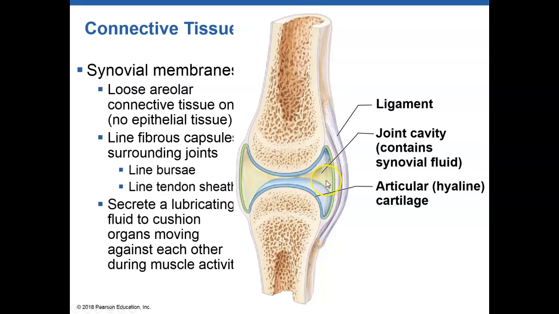Synovial capsules produce synovial fluid, which not only protects the joint as it moves, but also nourishes the cartilage at the ends of all of these joints. Synovial fluid has a lot of functions, and we'll talk more about those when we get into the skeletal system.